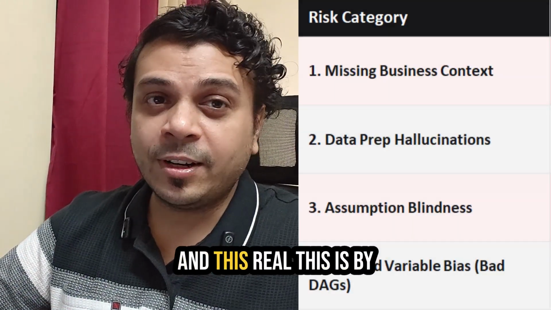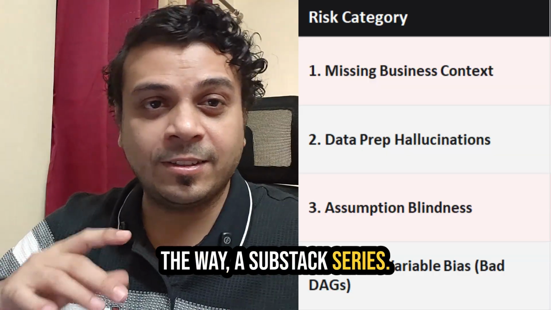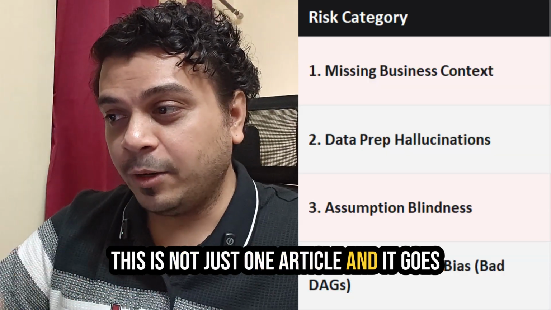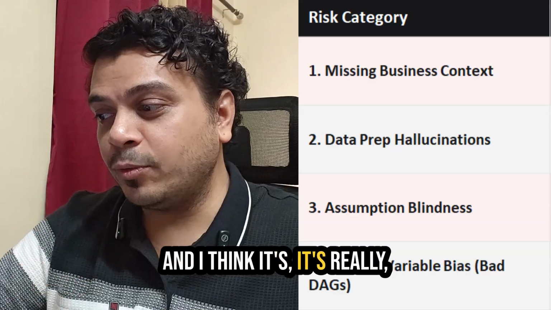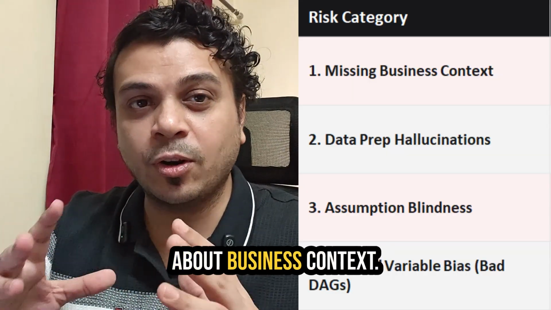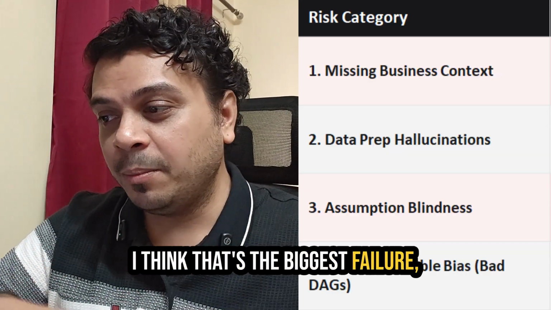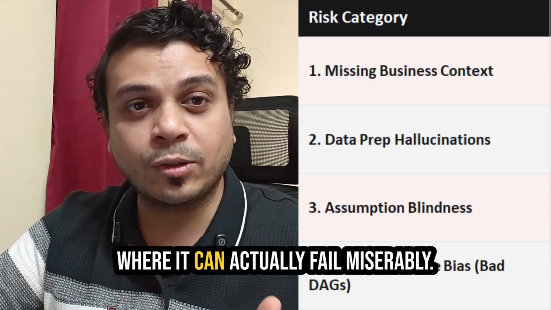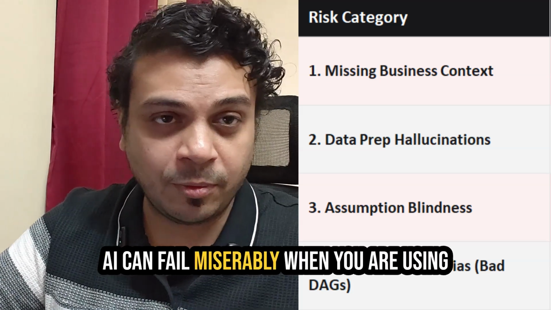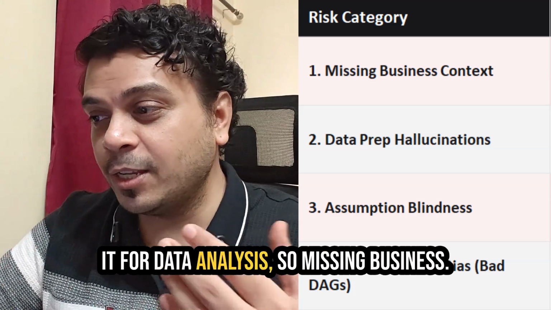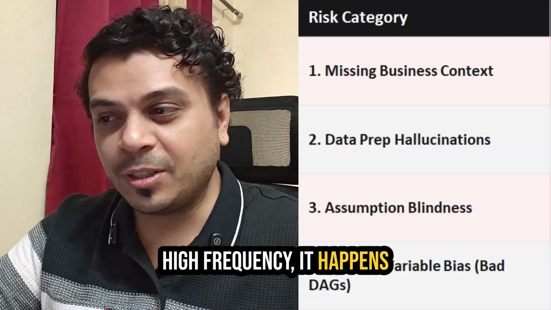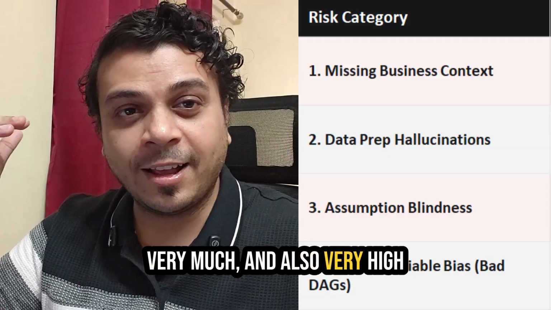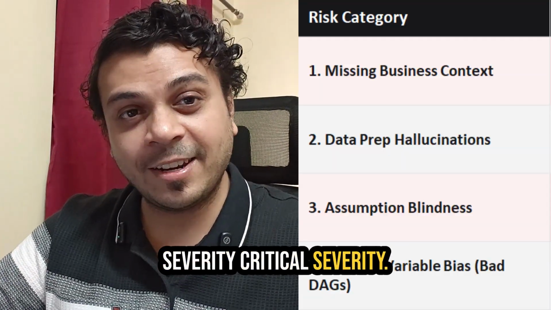And this is, by the way, a Substack series. This is not just one article, and it goes on to define a taxonomy of failures. I think it's really about business context. I think that's the biggest failure, but there are a few other areas where it can fail miserably. AI can fail miserably when you are using it for data analysis. So missing business context is right up there. High frequency, it happens very much, and also very high severity, critical severity.